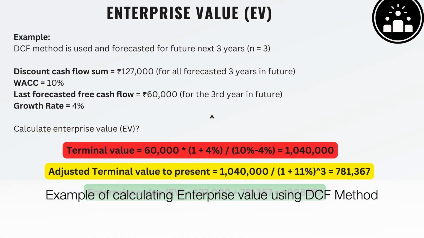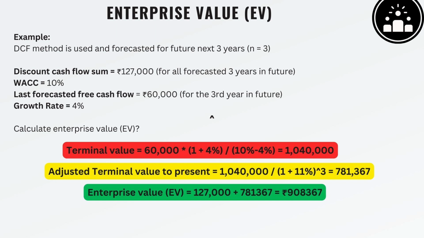Here is an example to calculate the enterprise value using the discounted cash flow method. Here the cash flows are projected for 3 years and the sum of discounted cash flows for all the years is given as 1,27,000 rupees. The weighted average cost of capital is 10% and the last forecasted free cash flow is 60,000. The growth rate for calculating the terminal value is given as 4%.